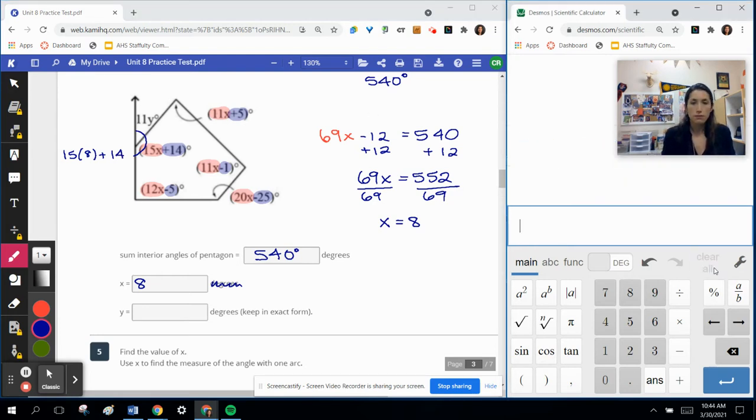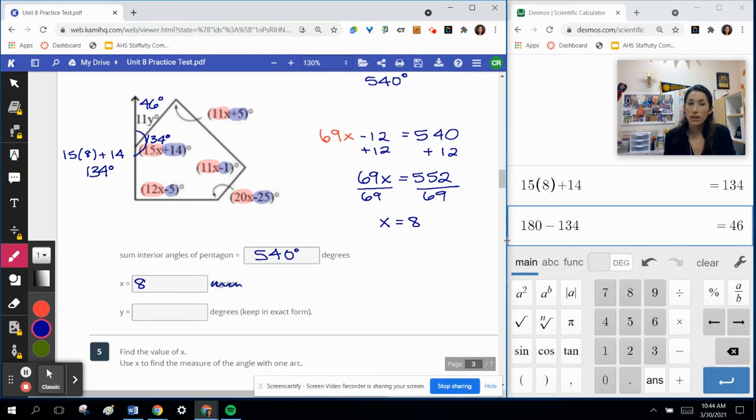So we've got 15 times 8 plus 14. And that's going to be 134 degrees. So that's this angle right here is 134 degrees. And I know these two add up to 180. So I could take 180 and I could subtract 134. And that means this angle here is going to be 46 degrees.